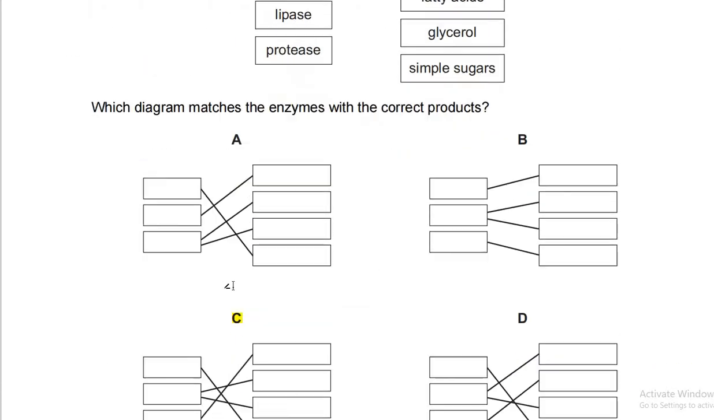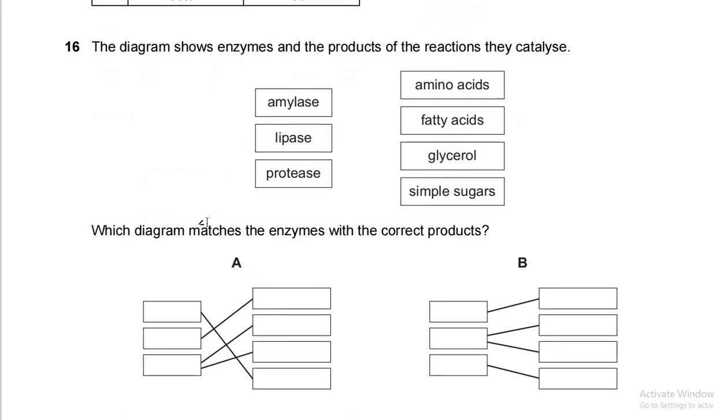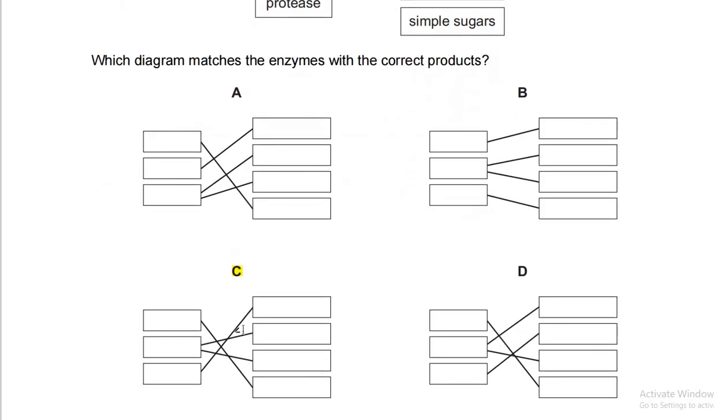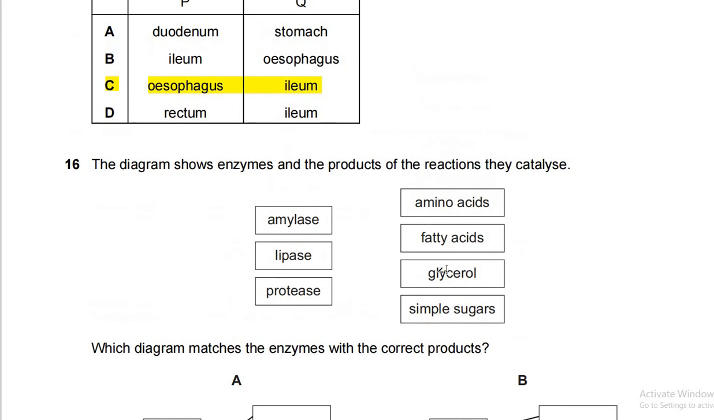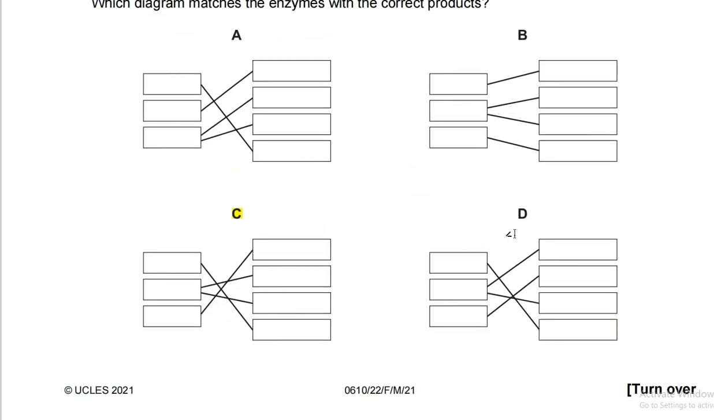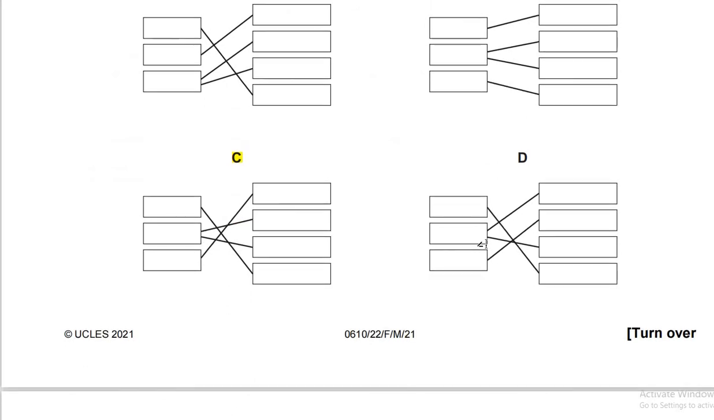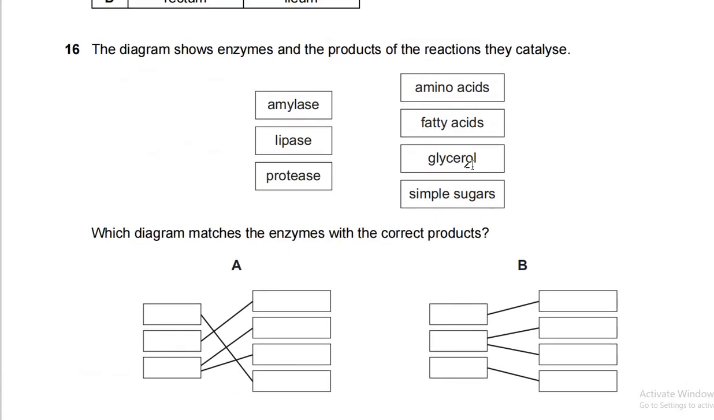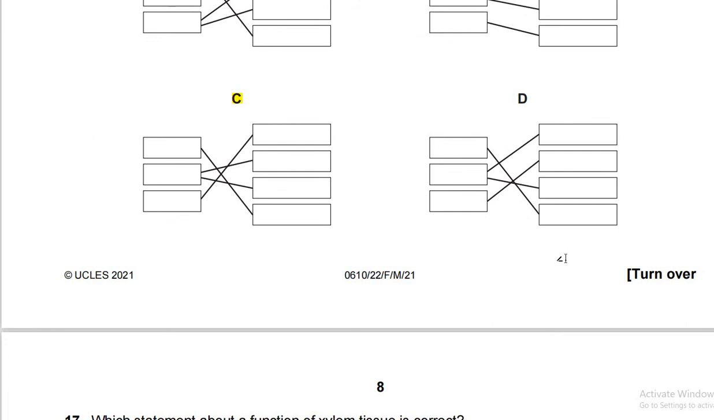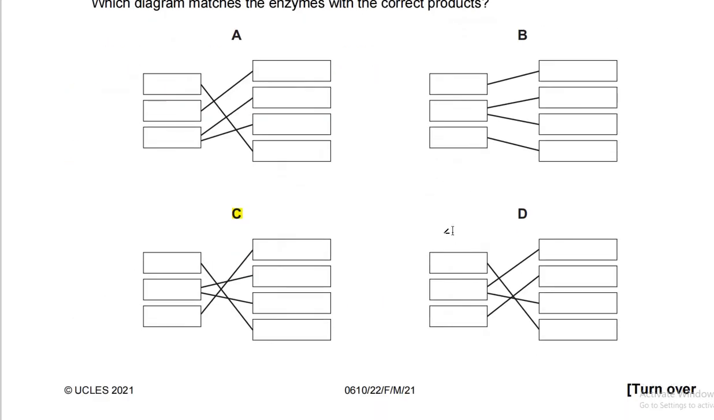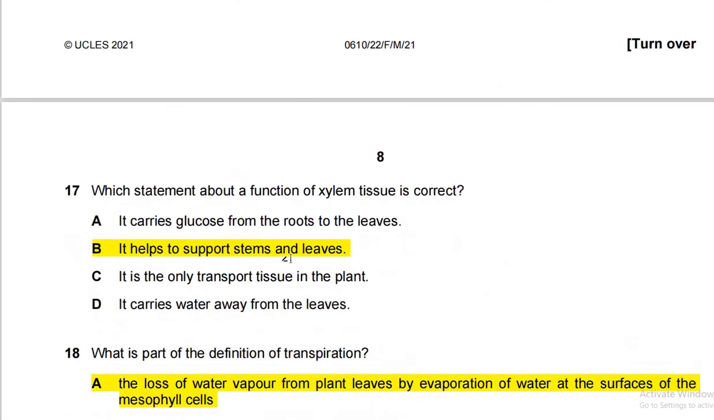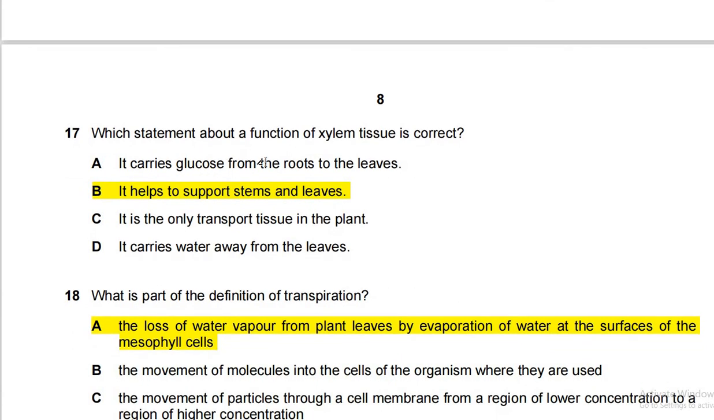If you look at C, the first option is amylase with simple sugar, which is correct. Lipase with fatty acid and glycerol, protease, yes. So C is the most sensible one, but just to be sure, check out D. Amylase, simple sugar, correct. Lipase with amino acid and glycerol doesn't make sense at all, so it's definitely not D, it's got to be C actually.